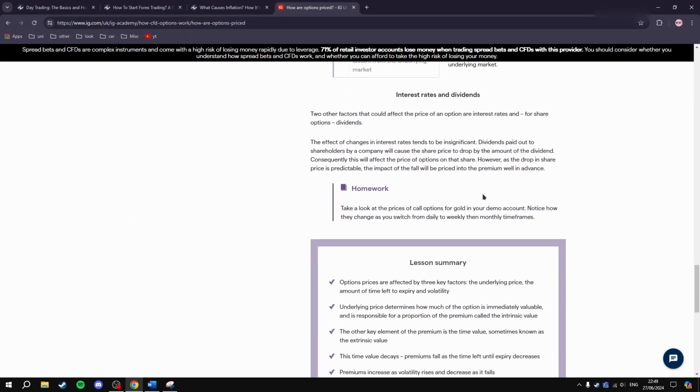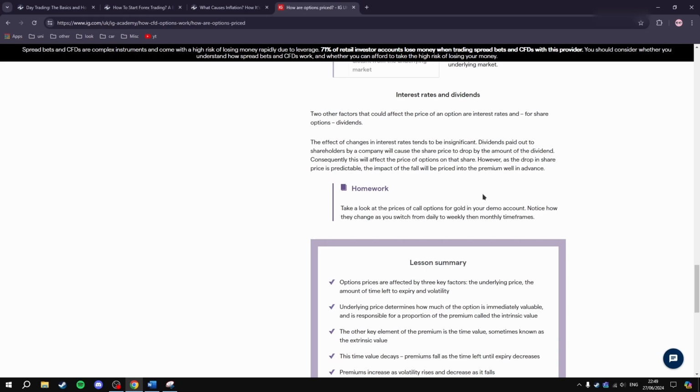Interest rates and dividends. Two other factors that could affect the price of options are interest rates, and for share options, dividends. The effect of changes in interest rates tend to be insignificant. Dividends paid out to shareholders by a company will cause the share price to drop by the amount of the dividends.